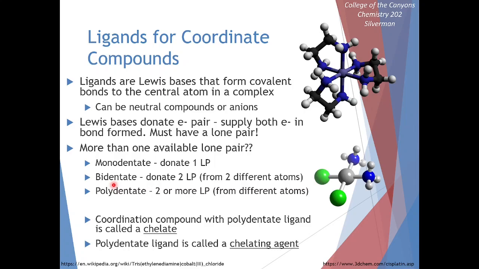Right? We need multiple lone pairs, which can be oriented at our central metal. We don't have to stop at 2. We could have polydentate ligands. Sometimes we have 3 or 4 or 5 or 6 lone pairs from a single ligand, all attaching to our central metal. Some more terminology here: when we have polydentate ligands, we call that a chelate, or the ligand itself is a chelating agent.